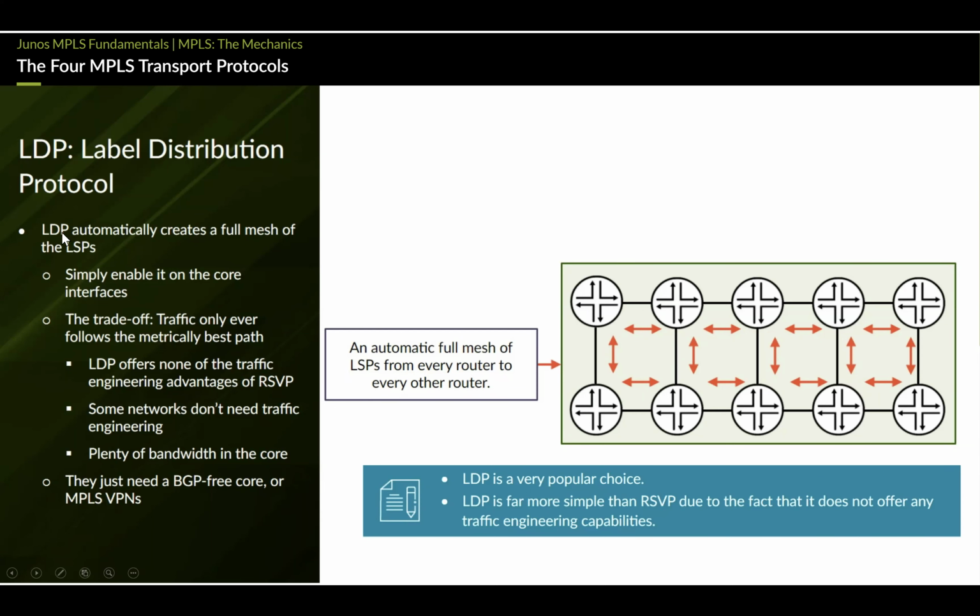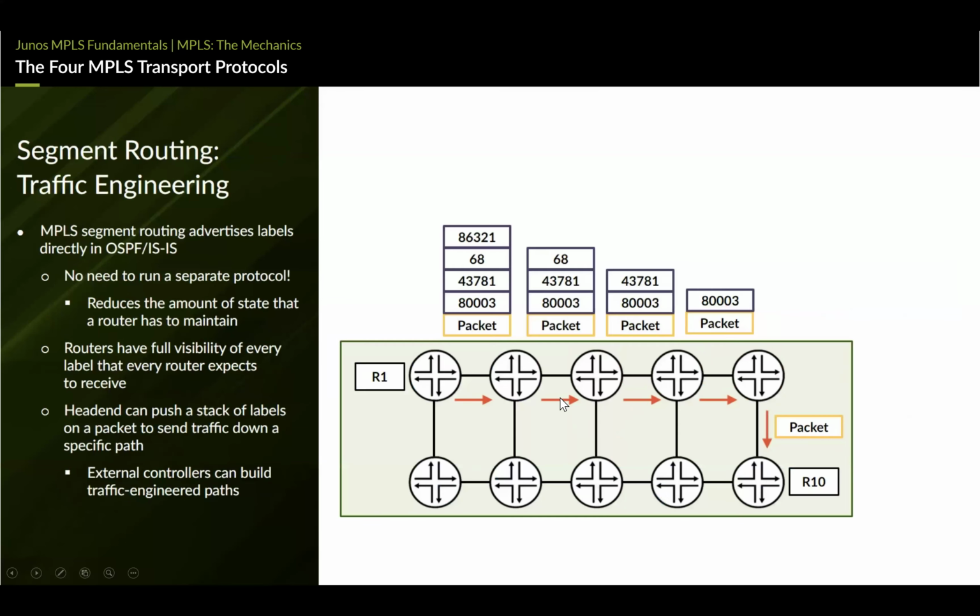Okay. So LDP automatically creates a full mesh of LSPs. Simply enable it on the core interfaces. The trade-off: traffic only ever follows the metric-based path. LDP basically uses the backend IGP. You are just using the backend IGP, which can be OSPF or ISIS. Firstly, LDP uses the IGP path. But when you use RSVP-TE and implement traffic engineering, then your traffic engineered path will be followed.